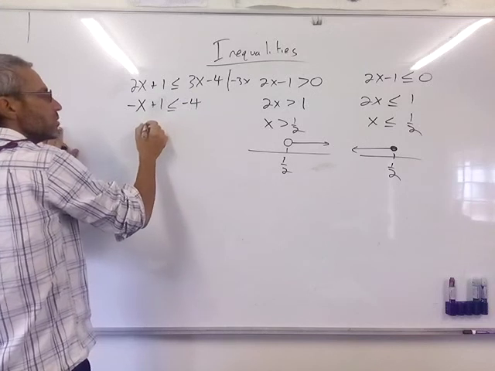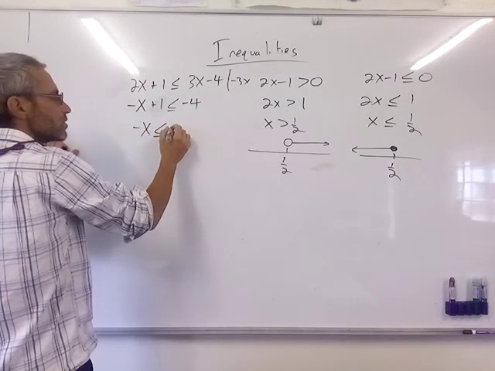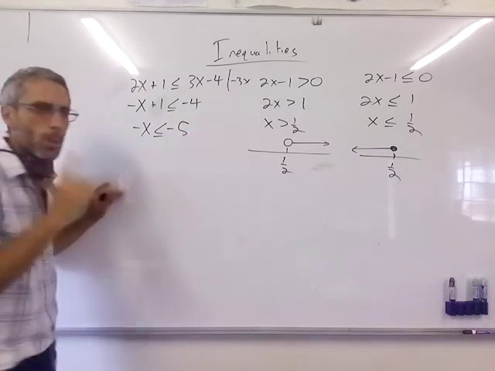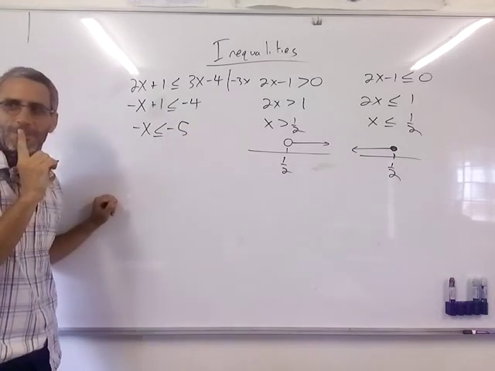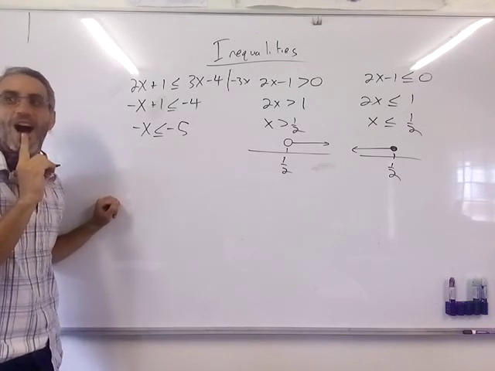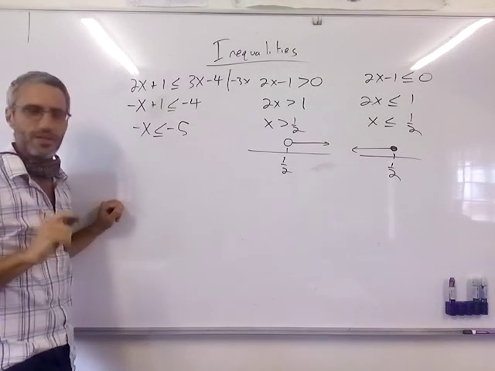Okay. What should we do now? Take the 1 over. So minus x, smaller or equal to minus 5. Yeah, you're right. And then x. What should I do now? I'm not going to ask you, but what do you reckon we should do now?